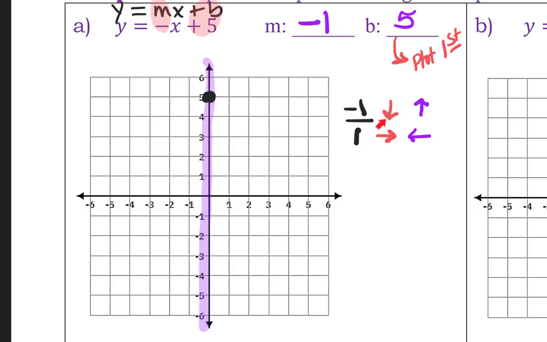Okay, so I'm going to do the red direction first. I'm going to go down 1 over 1. So I'm going to go down 1, over 1. So I'm going to make my point here.